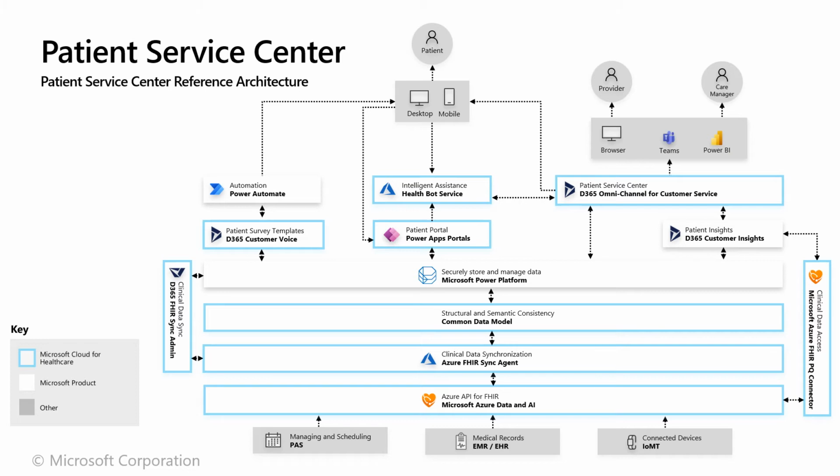Let's take a moment to review the high-level reference architecture for Patient Service Center. This is very similar to the previous reference architecture diagrams we have reviewed. In this reference architecture, you can see that the Patient Service Center is built upon Dynamics 365 Omnichannel for customer service capabilities. There are additional Cloud for Health components such as the Patient Access Portal, Patient Insights, and Patient Surveys that can enhance your Patient Service Center experience. Now let's look at the key components for Patient Service Center on the next slides.